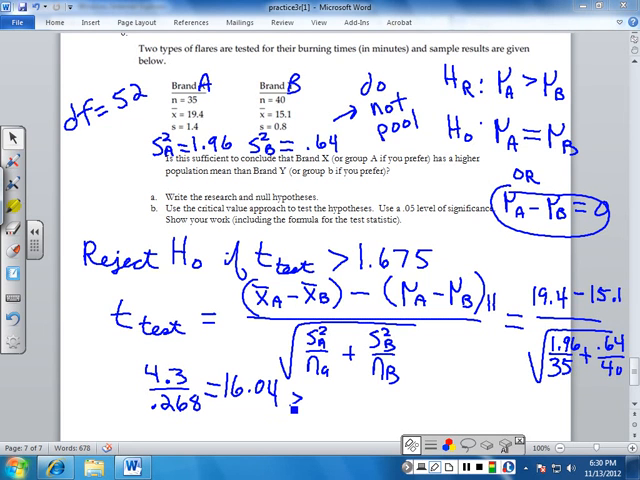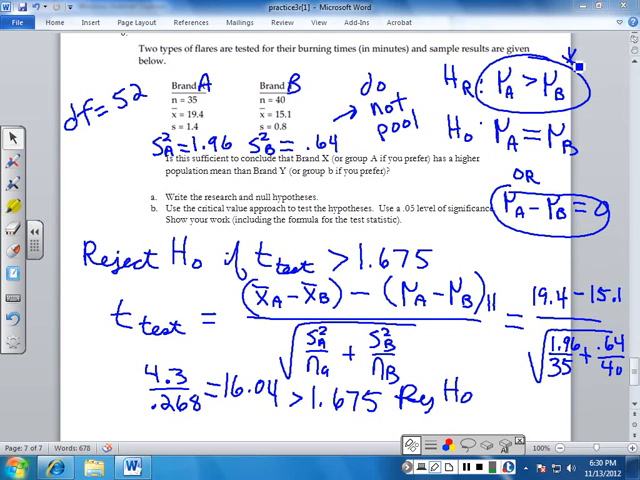that is greater than 1.675. Therefore, we reject H0. And we conclude mu A is greater than mu B. So, questions about this one? Okay.